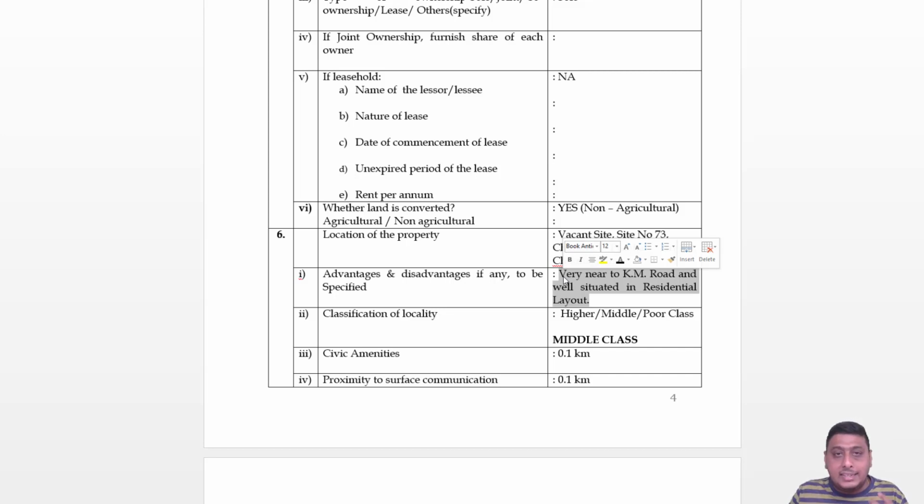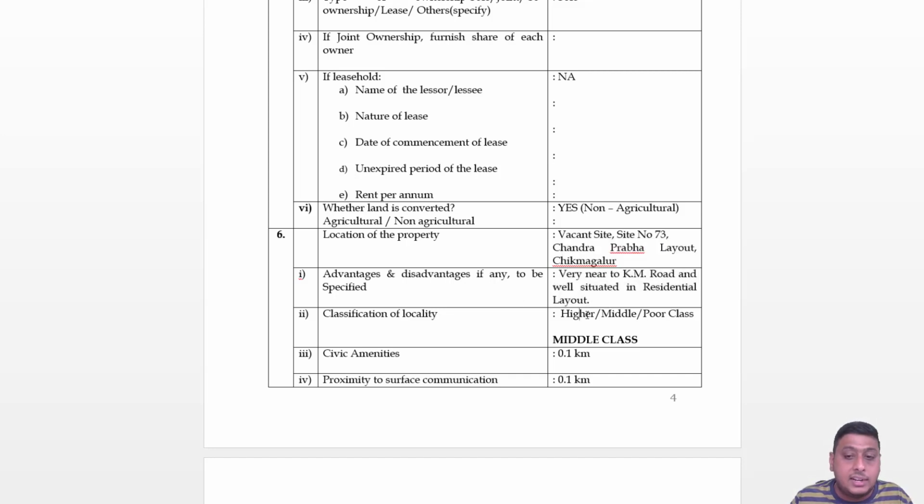Similarly, the government rate is 8,000. If I have given 16,000 rupees, double the amount, I have to mention it. What are the advantages? It is very near to the highway, well situated in a residential layout. Okay, the rate is there, the demand is there. So all those things we have to mention here.